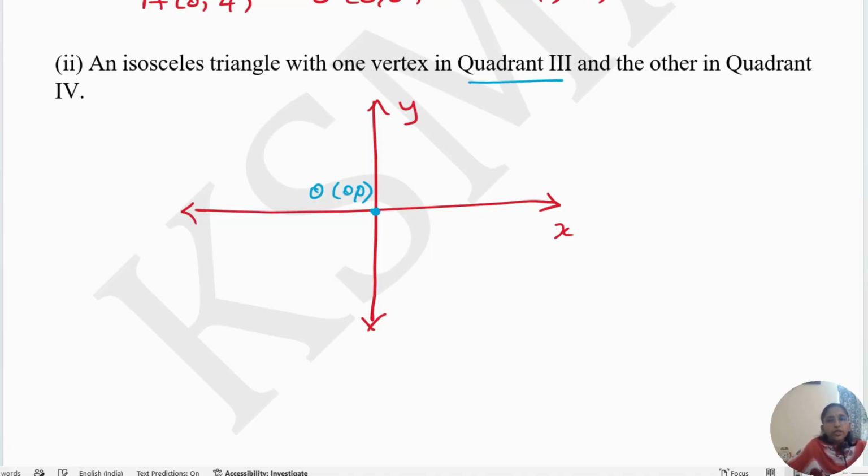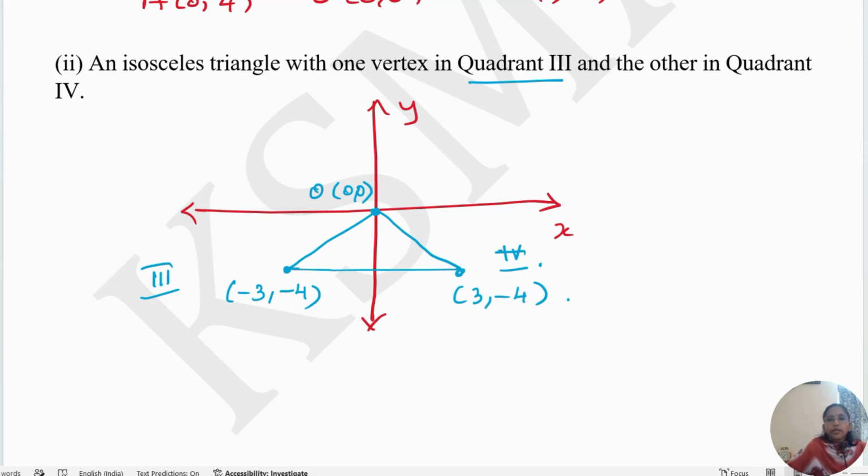What is the condition given here? One vertex in quadrant 3. So you can have one point in quadrant 3. So for example, if I am taking minus 3 comma minus 4, then the y value will be minus 4 here. So you have to connect your data this way, so the triangle this way. Now this point here is 3 comma minus 4. So this is our fourth quadrant. So this is our third quadrant and this is our fourth quadrant.